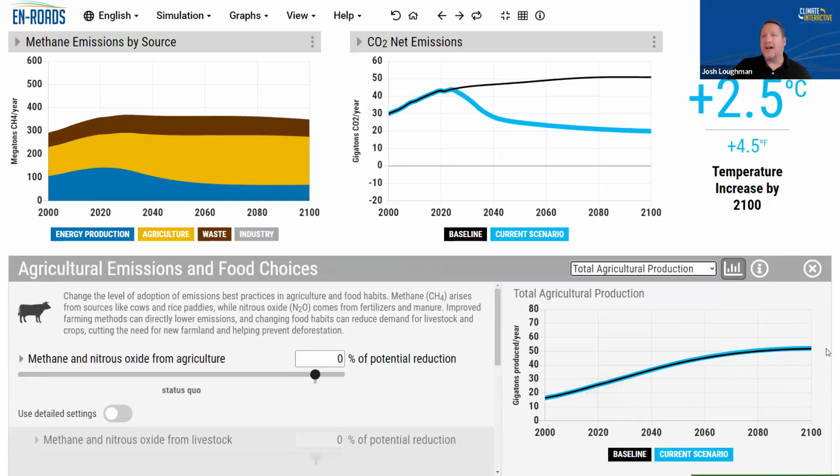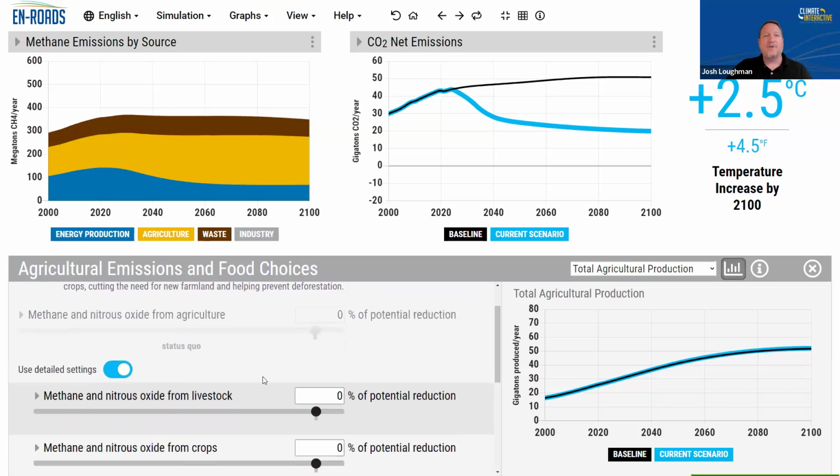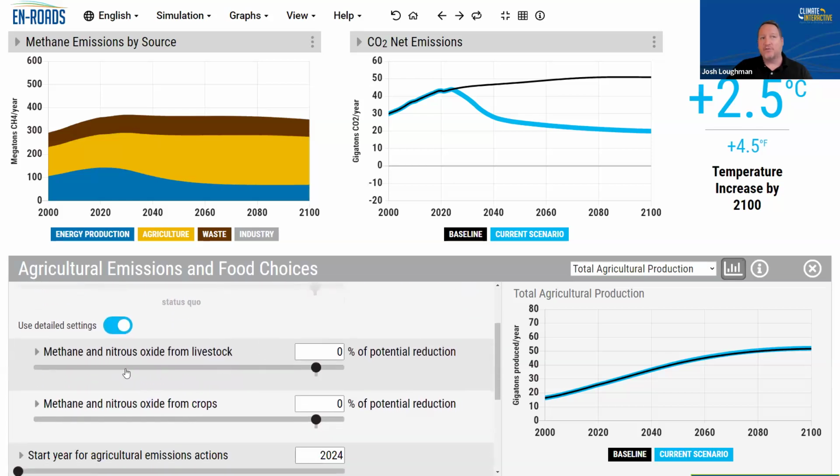This is the total agricultural production of the world that we model. This is the scale of how much agriculture there is. That's a methane emitting activity. And if we go in and say, I want to reduce the methane and nitrous oxide from livestock using some percentage of the best practices that are out there, that's not going to reduce agriculture. That's going to make agriculture more efficient.